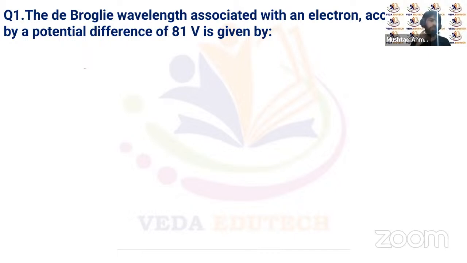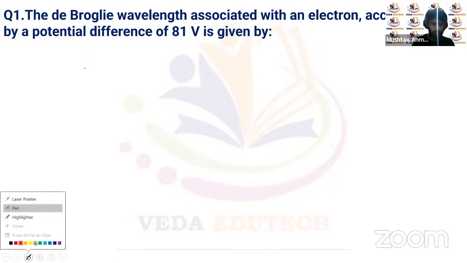question number one. Question number one says: the de Broglie wavelength associated with an electron accelerated by a potential difference of 81 volt is given by, right? Let's see how we can find the de Broglie wavelength of an electron, or of any object, when it's accelerated by a potential difference of V volts.